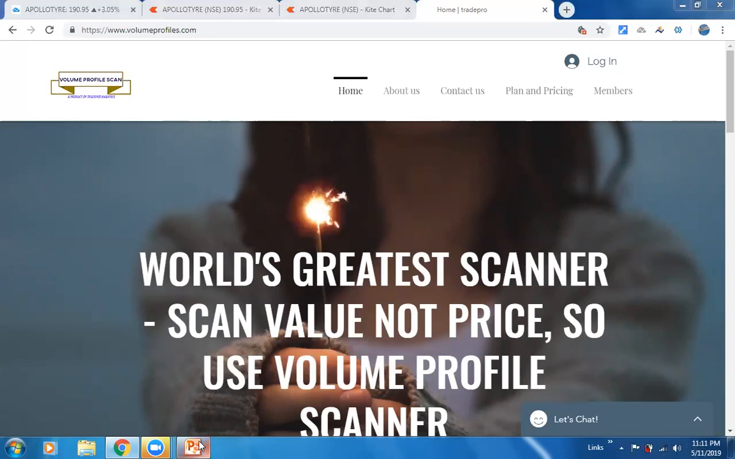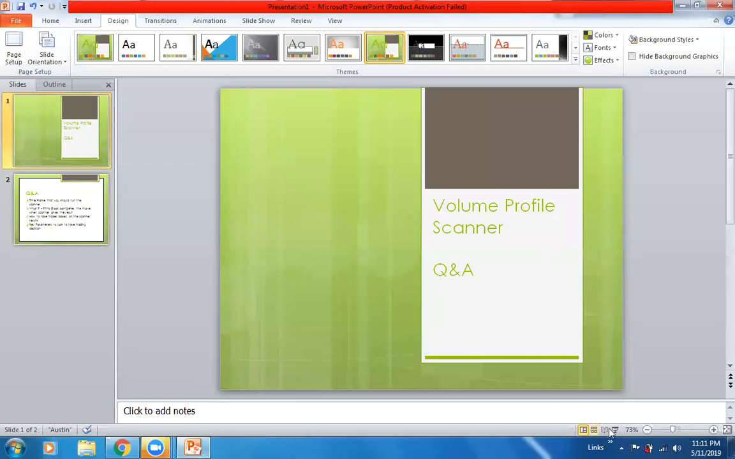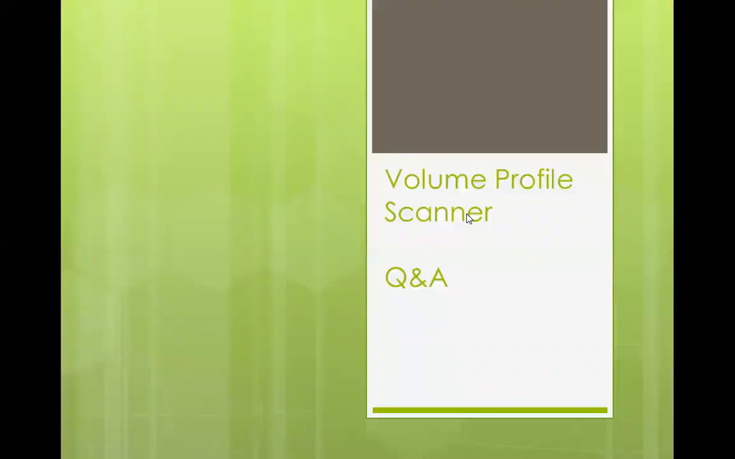This is not some kind of price action scanner. This is purely a value based scanner, and you have to see only the value location. You don't need to see where exactly the price is positioned, whether it's at the high of the day or the low of the day. It doesn't matter to you at all. You may think that when you get a scan result, you should immediately go into your trading terminal and take a position in that stock. No, that's not true.